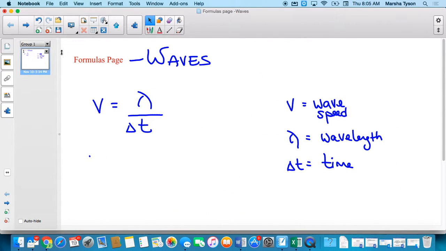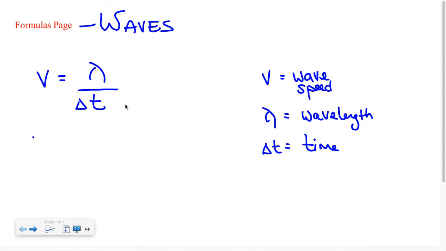We've not done anything with waves yet, so let's go ahead and add on our first formula. Now, anytime we do calculations, we have symbols that represent different things. We also have units that are corresponding to those particular variables. So if you'll notice, I'm saying wave speed. V stands for wave speed. Notice there's no vector across the top. The symbol for wave speed is a V. We have wavelength, and then we have delta T. Now, delta T stands for time. So let's come over here and write wave speed, wavelength, and time.